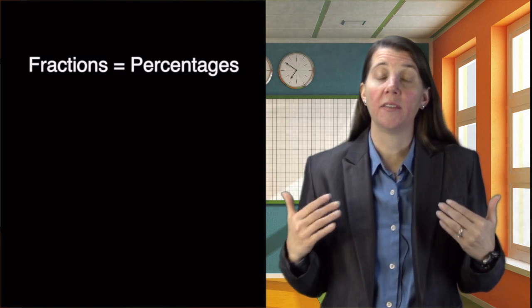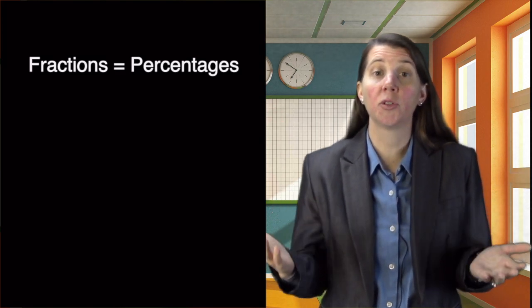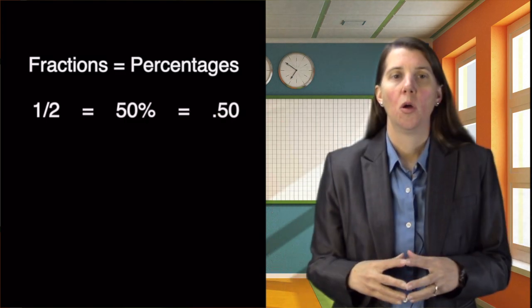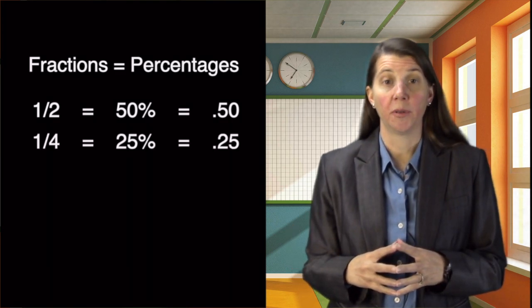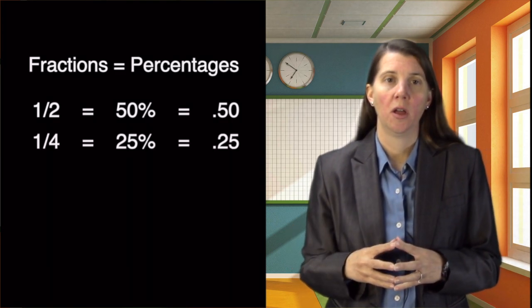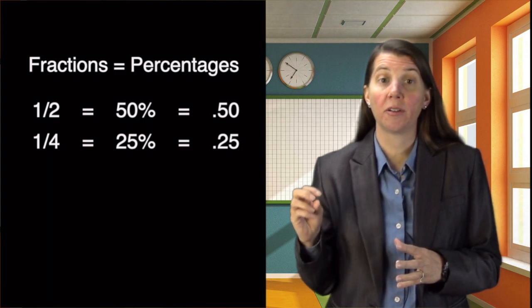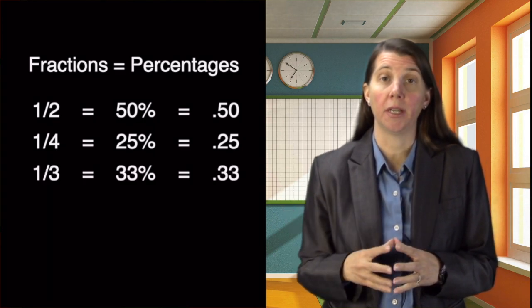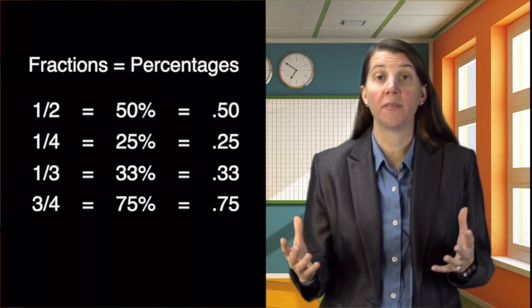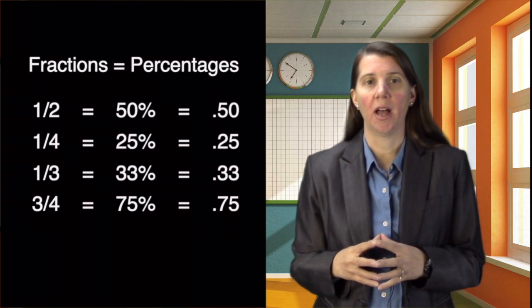A cashier might need to know how to figure out the new price. Fractions and percentages are the same thing. That is, they are equal. Half equals 50%. 1/4 equals 25%, or 0.25. 1/3 equals 33.33%, or 0.33. And 3/4 equals 75%, or 0.75.